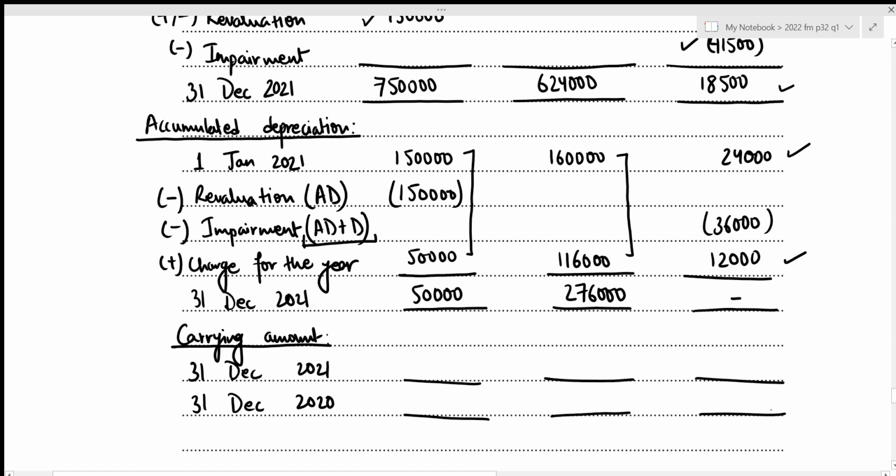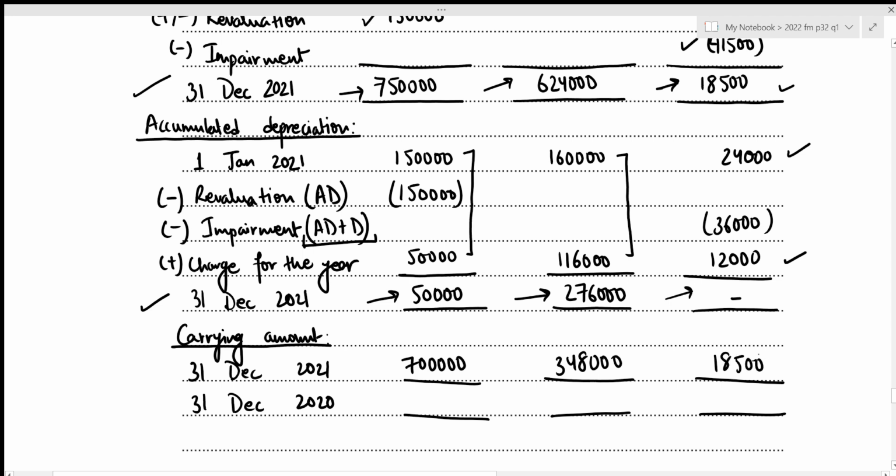Now, in order to figure out the carrying amount at the ending date, we just need to subtract the accumulated depreciation at the ending date from the cost at ending date. So for building, that is just going to be 750,000 minus 50,000, which results in 700,000. For plant and machinery, that's 624,000 minus 276,000, which results in 348,000. For motor vehicles, that's going to be 18,500 minus 0, which results in 18,500.